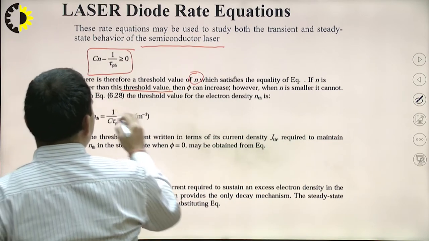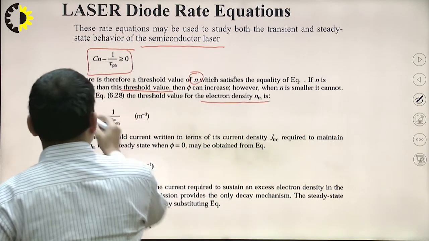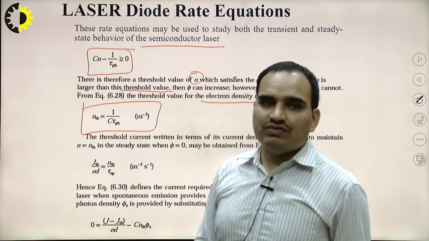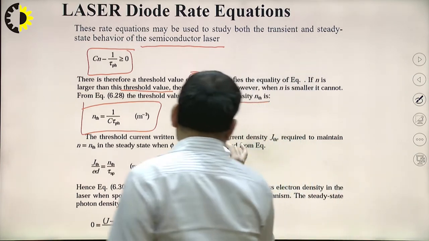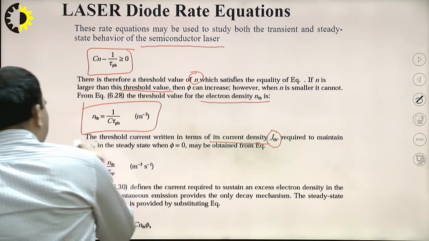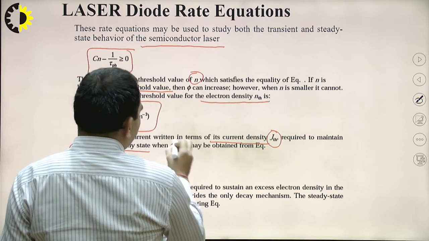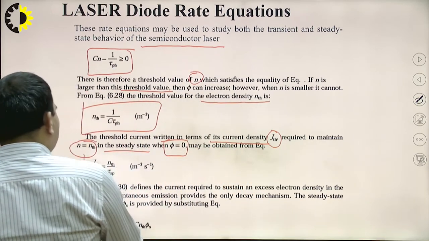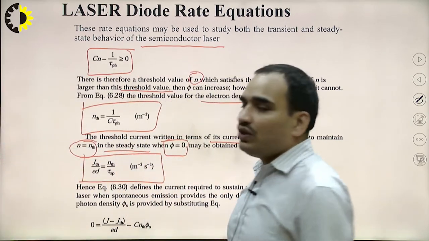So, the threshold value for the electron density, n th, is given by 1 by C tau ph, where tau ph is the photon lifetime. The threshold current, written in terms of its current density J th, required to maintain n equals n th in the steady state when phi is equal to 0, may be obtained from the equation. So, we have the current density J th by eD equals n th by tau sp.